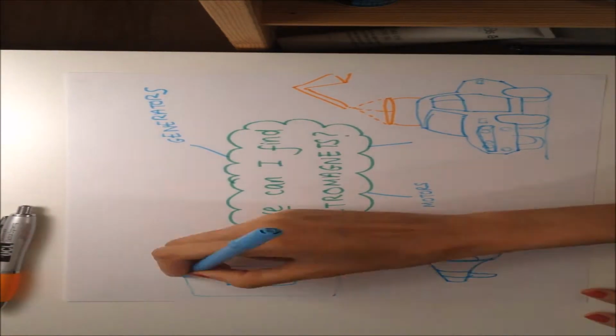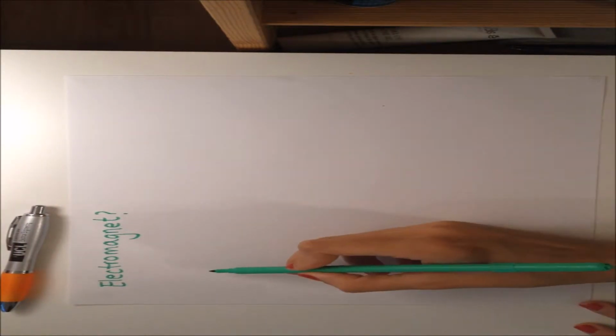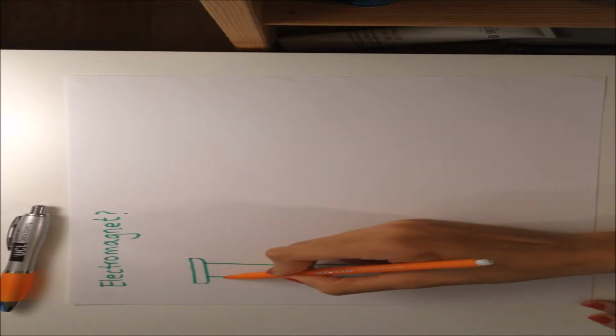We use them in scrapyards to pick up heavy metals such as cars and move them around. They're used in relays, transformers, doorbells, buzzers, etc. Okay, so now we know how important they are to us. What is an electromagnet and how can we build one?